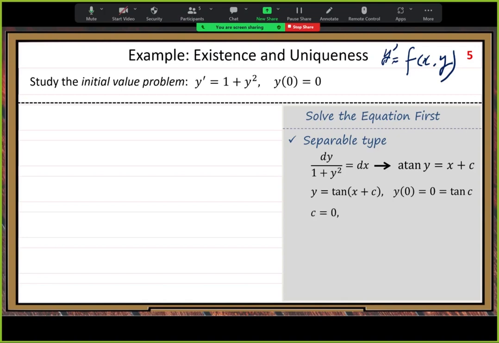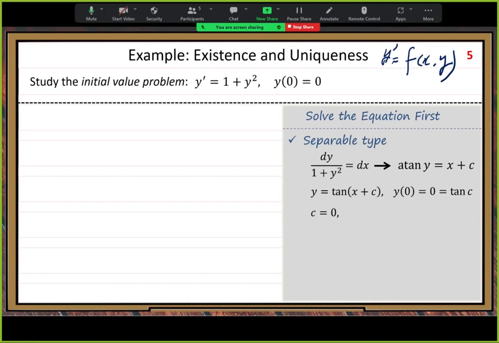C equals 0, but the question is, it's possible C could be pi. Do we need to worry about that? Should we worry that there is a possibility C equals pi? By logic, we need to include C equals pi or any integer multiple of pi. But there is a property of the tangent function. It is a periodic function.